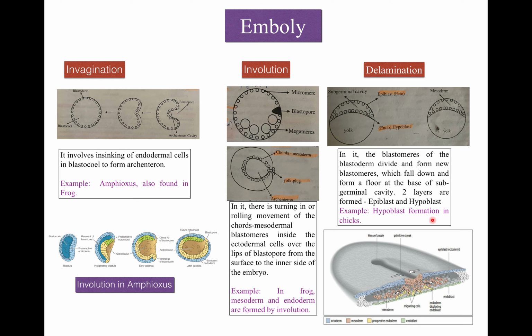and the remaining layer develops through the process of polyinvagination. Example, hypoblast formation in chicks. So here you can see this is a primitive streak, this is the Hensen's node, and mesoderm cells are here, and endoderm displacing endoblast, and there is epiblast. Endoblast means hypoblast and epiblast means ectoderm. So this is a diagram showing delamination.